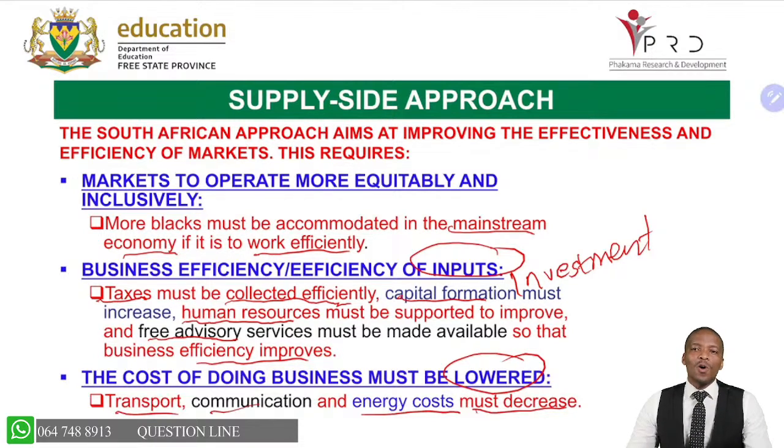In that way, the cost of doing business would still be high, and we will not achieve growth, employment, exchange rate stability, price stability, and economic equity at the end of the day. Those won't be achieved. So everything must be available. It must be lowered, especially when it comes to infrastructure.